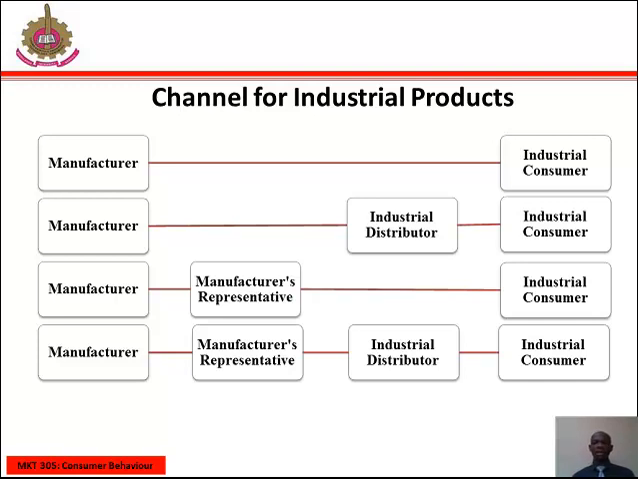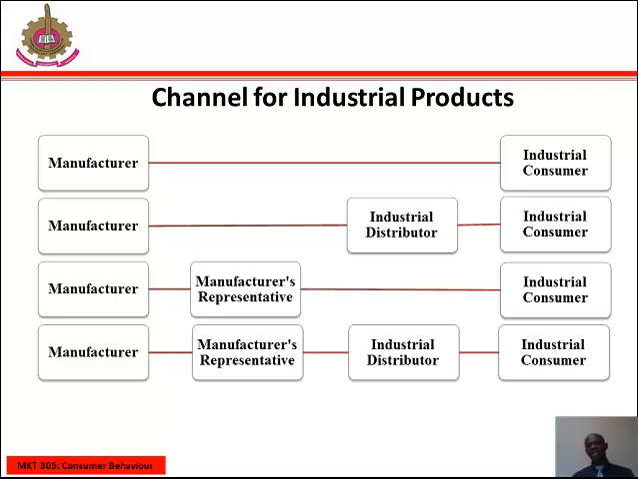Let's talk about a third one, which is the channel from the manufacturer to manufacturer's representative to industrial consumer. This channel of distribution for industrial goods is mostly adopted by manufacturers wishing to maintain control over their product. It also applies to goods that are sold across countries. Other factors include cultural factors, government policies, and so on and so forth.